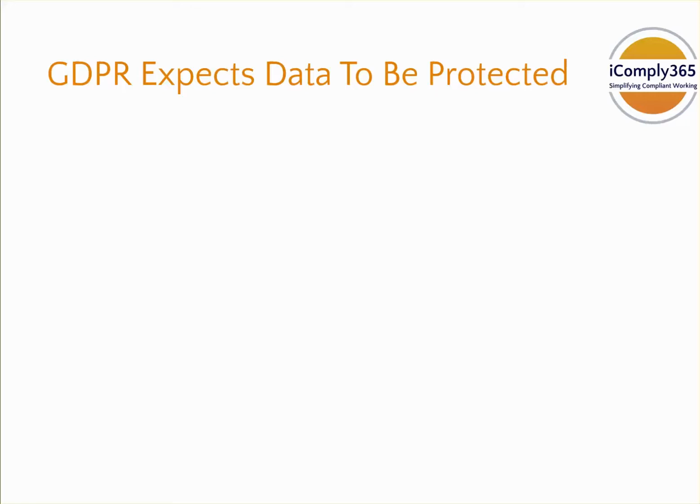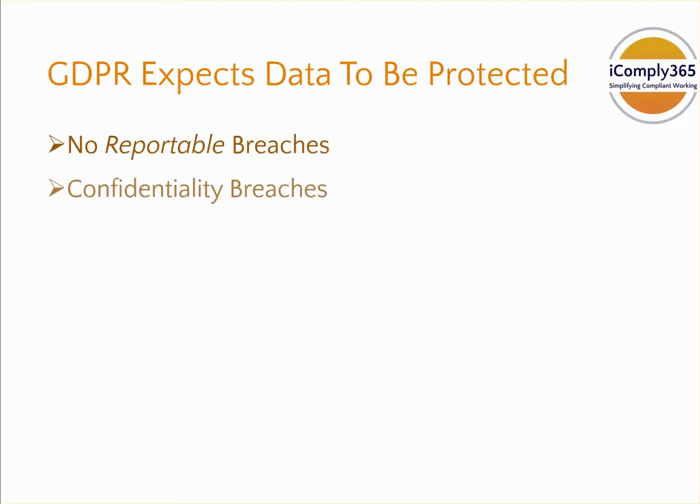So obviously we all know GDPR expects the data to be protected. And to them that seems to mean no reportable breaches, right? The purpose of encryption is to not have reportable breaches, because if things are properly encrypted, then they're unusable by whoever manages to get access to them that should not have access to them.